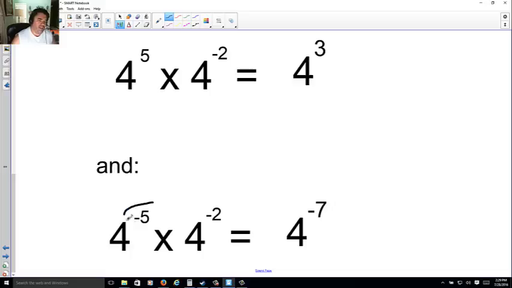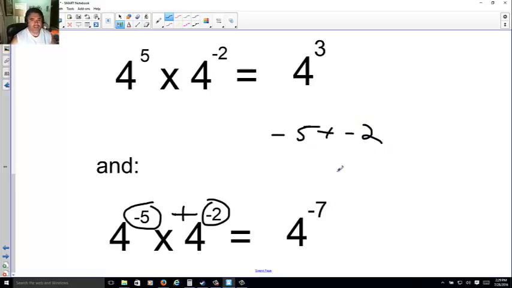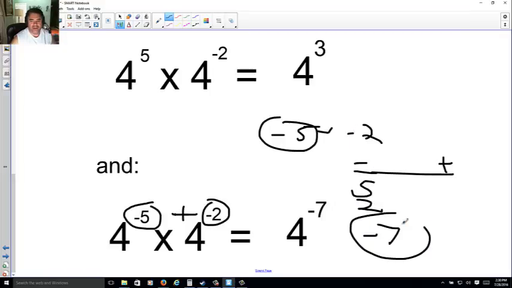Now here, if I take negative 5 and negative 2, and again, we didn't do a lot of this because of Common Core, but basically the idea is if you have positives and negatives, let's put the negative over here and positive over here. I have 5 in the negative column, and I got 2 more in the negative column, so I have 7 in the negative column. That's why it's 4 to the negative 7. We're going to practice this tomorrow.